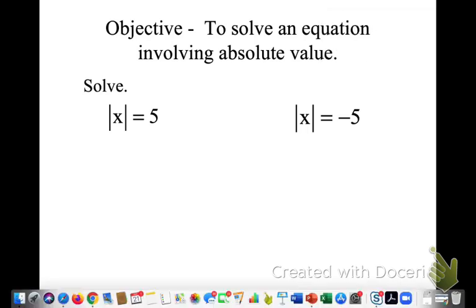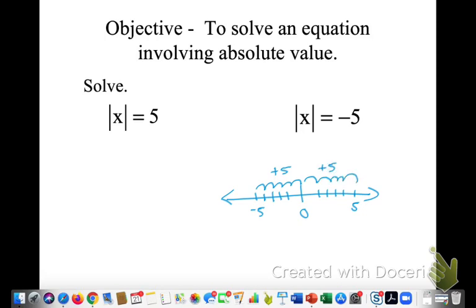So if I have my number line, remember absolute value, here's zero, so absolute value is distance. So what would give me 5 units from zero? We have 2 possible answers. The first would be 1, 2, 3, 4, 5, and the second would be -5. So you see, it's a measurement of 1, 2, 3, 4, 5, or it's +5.